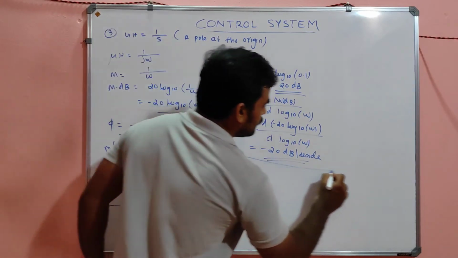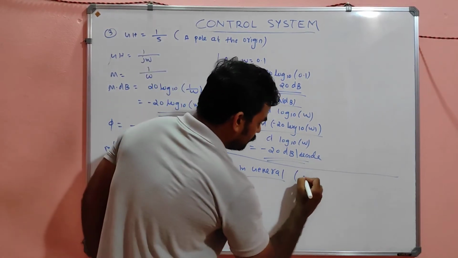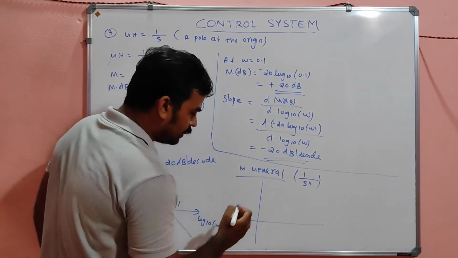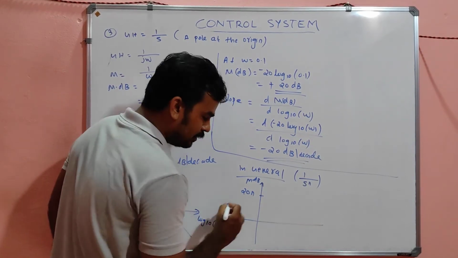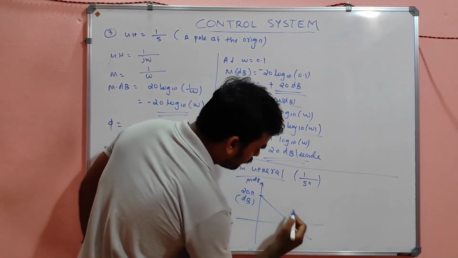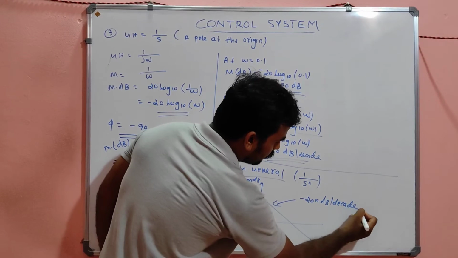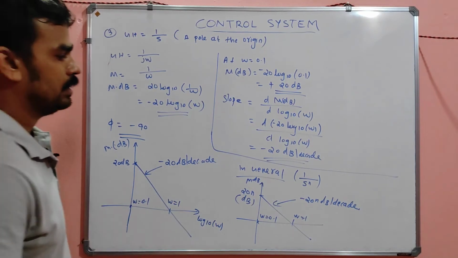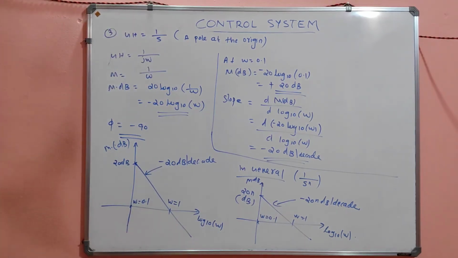So I can say that in general, for 1 by s raised to n, the nature of the graph will be as follows. This is the M dB graph. The starting point will be 20n dB, and the slope will be minus 20n dB per decade. There is no change in this point, my dear. And this will be log 10 to the base omega. So that is for the general case.